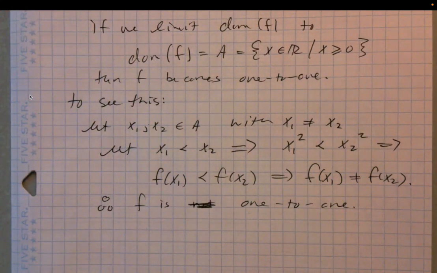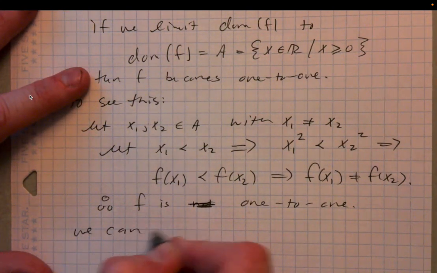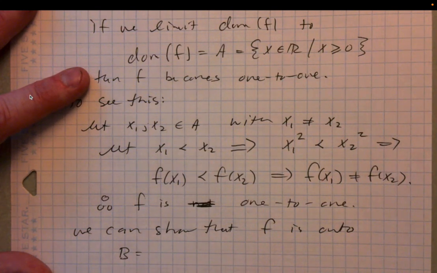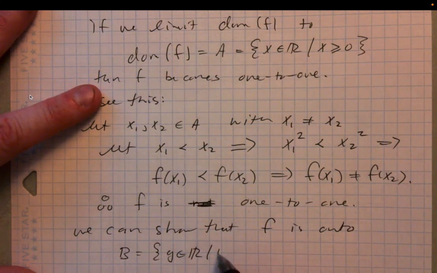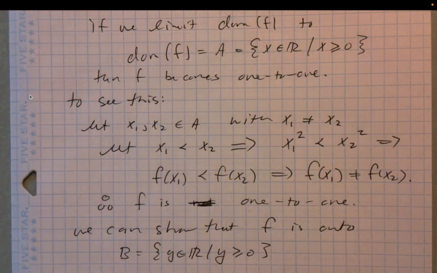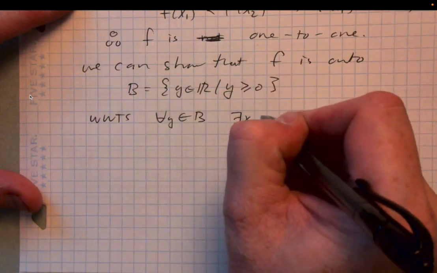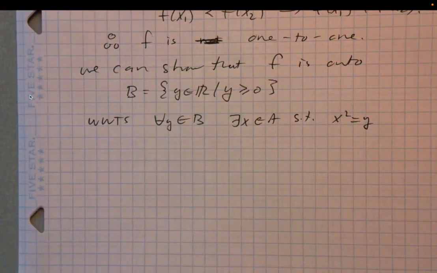Now to see that f is also onto, well, it's not onto all of the real numbers, but we can show that f is onto B, where B is going to be equal to the set of all real numbers y such that y is greater than or equal to 0. What we would need to show is that for all y in B, there's going to exist an x in A such that x squared equals y. Okay, now we know this is true, right? We know this is obviously true.